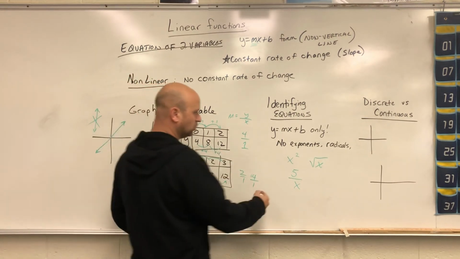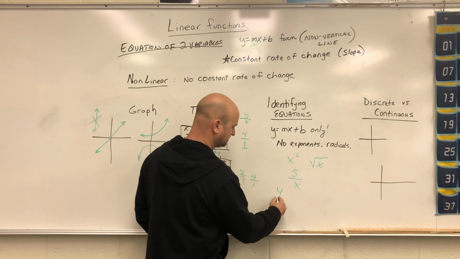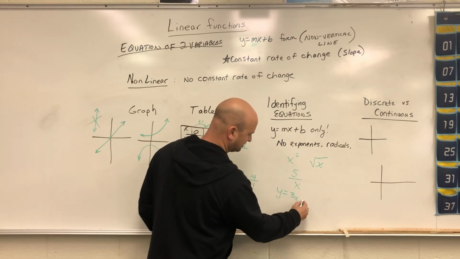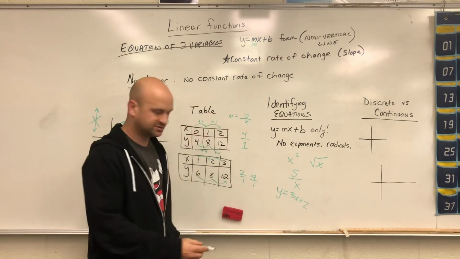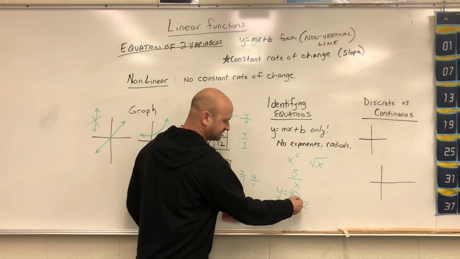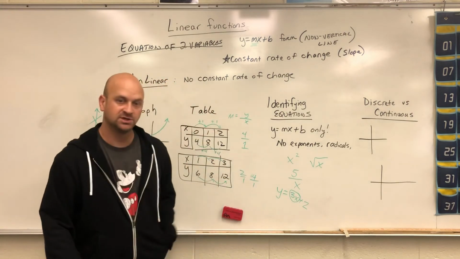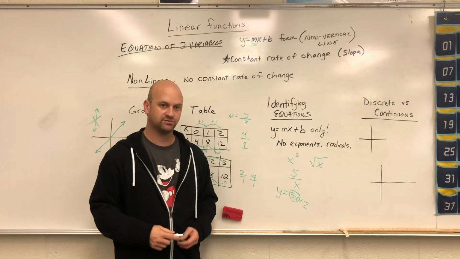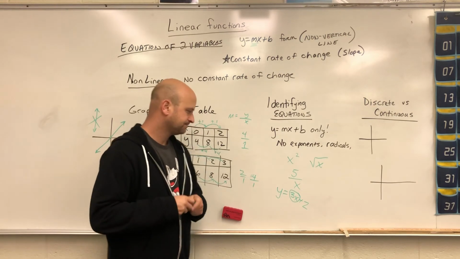What a linear function would look like is something like 3x plus 2. That would be linear. So what we're looking for is that we have this m and the x term, and the x only has a power of 1. That's what we're looking for, okay?